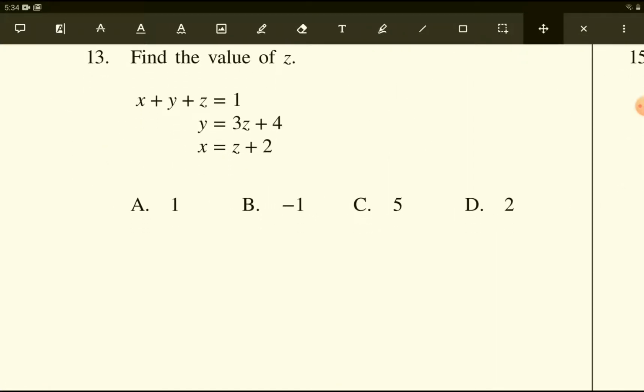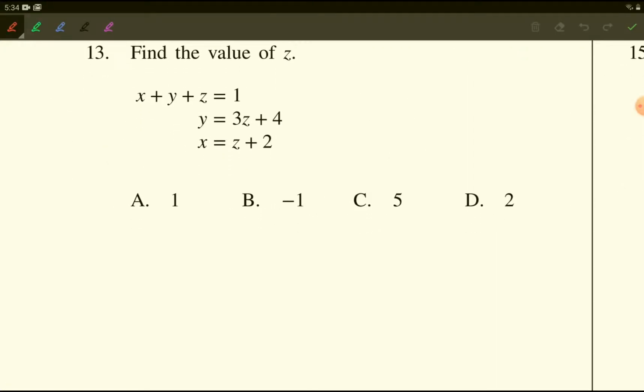Let's talk about 13. Let me actually do it. I'll do 13. So, they want to know what z is.